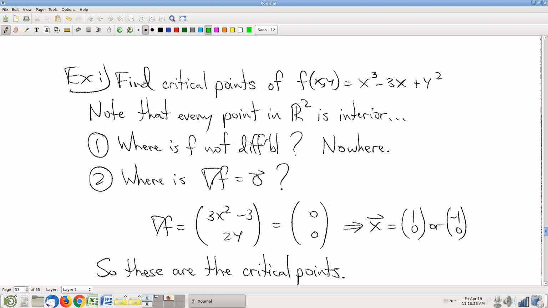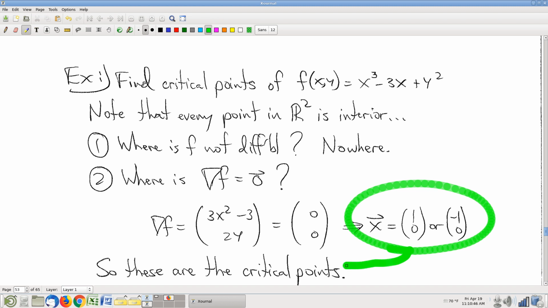That leaves you with 2 equations. This one tells you x is 1 or negative 1. But I also know that this has to be true as well, and that immediately tells you y has got to be 0. So independent of what x is, y is definitely 0. And so therefore these are our 2 critical points.